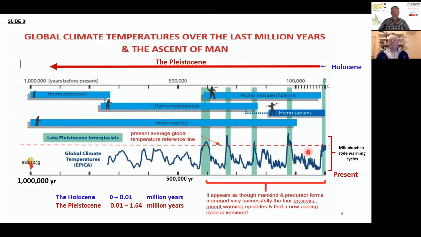So it looks as though humans and humanoids and mankind are fairly tolerant to fairly significant increases in CO2 levels and also temperatures in the past. They haven't knocked us over. They haven't basically destroyed civilization or humanity over time.